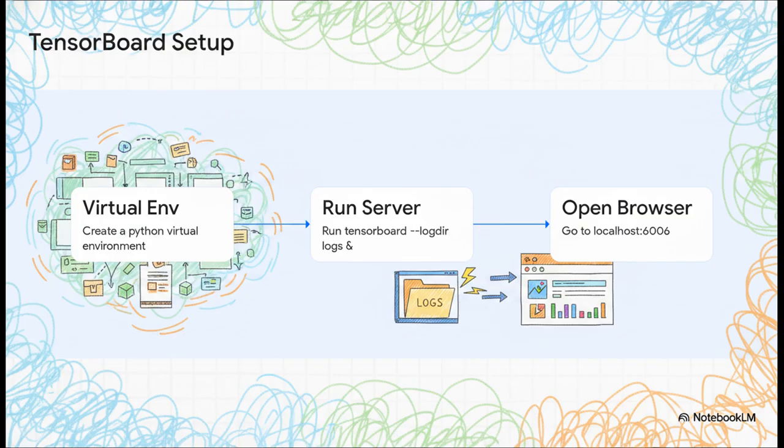tensorboard --logdir logs &. This command right here is the magic key. It creates a directory called logs right in your current folder, which is where TensorBoard is going to systematically store all the metrics from your training runs. Plus, that little ampersand starts the server as a background process. Finally, step 3. Just pop open your web browser and navigate to localhost:6006. And just like that, boom, your dashboard is live.